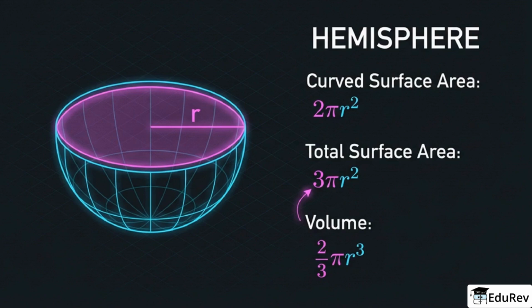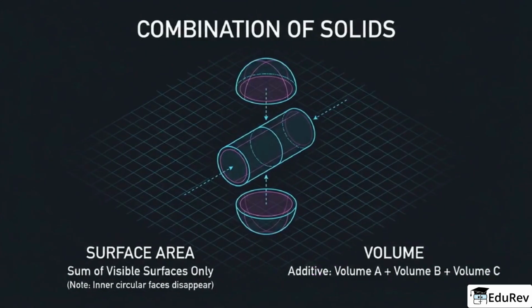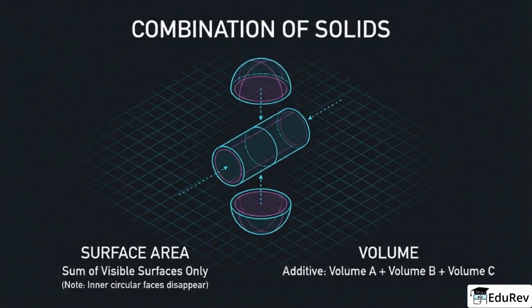When solids are combined, we treat surface area and volume differently. Volumes simply add because they occupy space together, but surface area requires adding only the external faces. Any boundary where two parts touch is not exposed, so those internal faces are excluded from the final surface area calculation. Keep that in mind when solving combination problems.